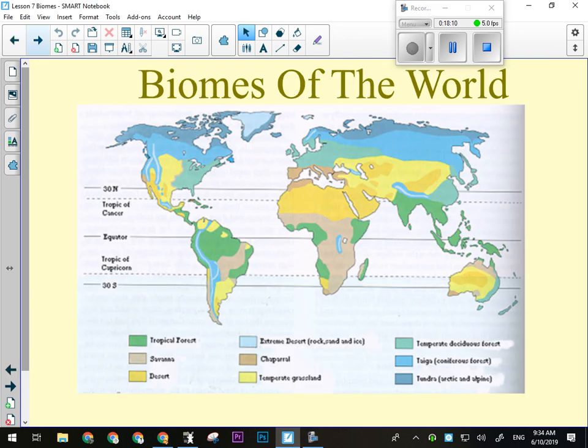All right. So the biomes of the world are as follows. These are the ones we're going to talk about anyway.